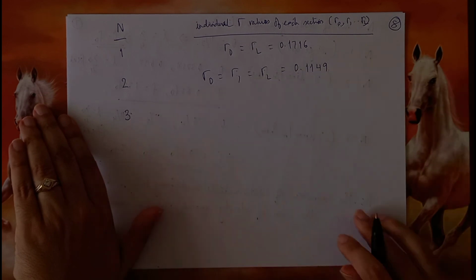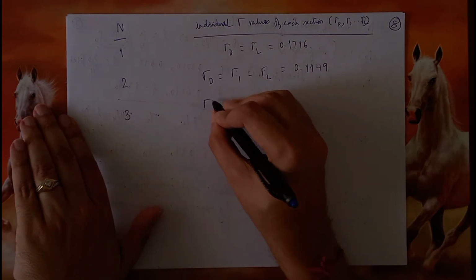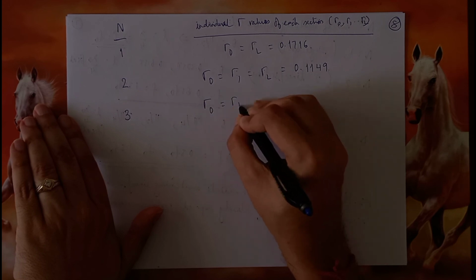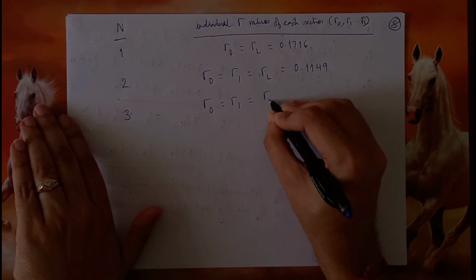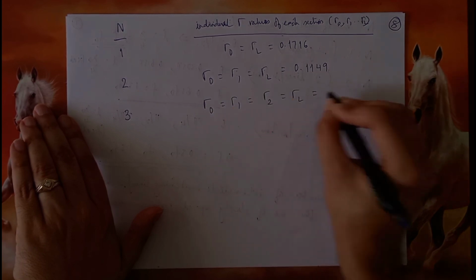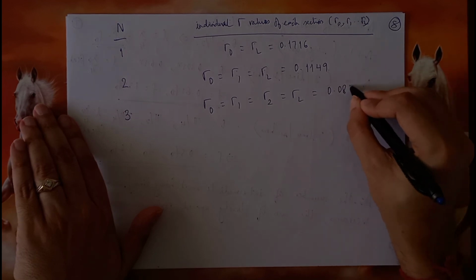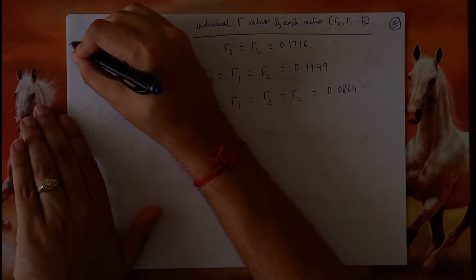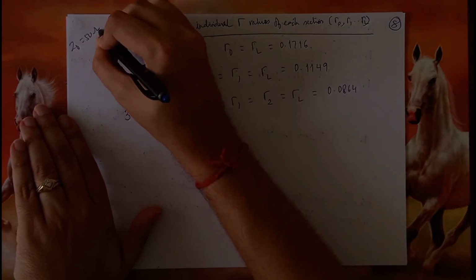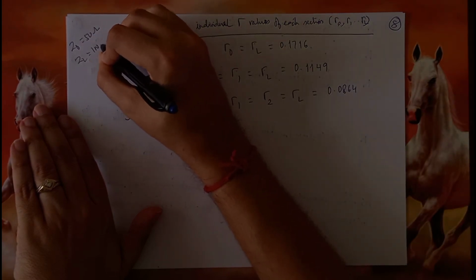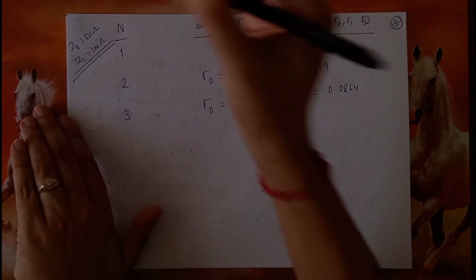Then if there are 3 sections, then we saw that there are 4 coefficients, gamma 0, gamma 1, gamma 2 and gamma L, and all of them are equal to 0.0864. This is the case when Z0 is 50 ohms and ZL is 100 ohms. Just an example that we took.